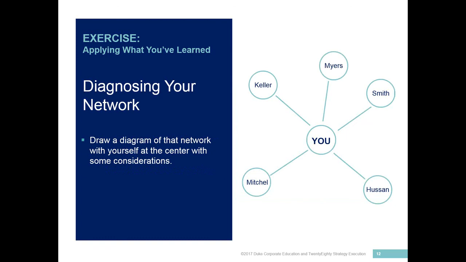The second part of the exercise, the student is asked in diagnosing their network to draw a diagram of that network with themselves at the center, and then all of the people within that particular network type displayed around them. They might also be able to characterize the type of relationship that they have with each of the people within their network as well. The purpose of this exercise is to help students understand the importance of the various types of networks and where they reside within all of the different types of networks and their importance.